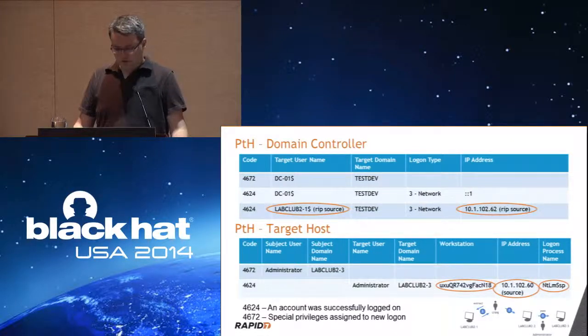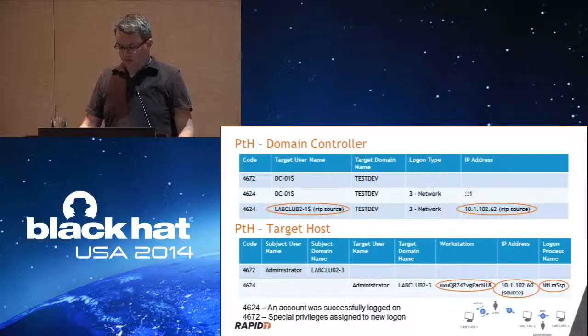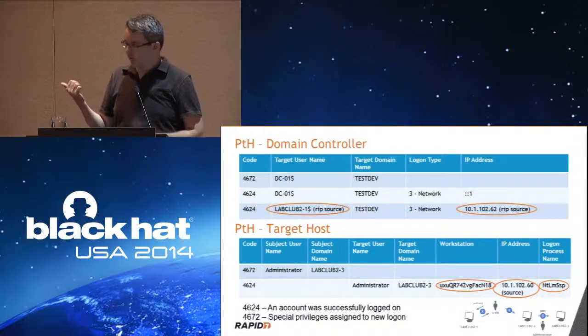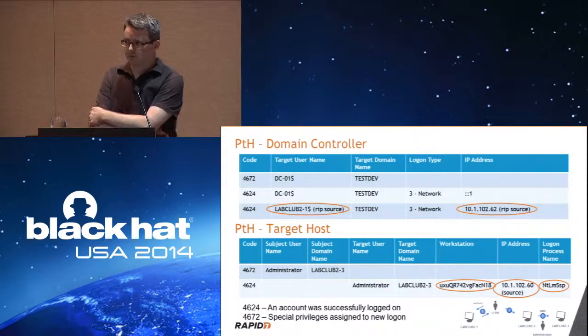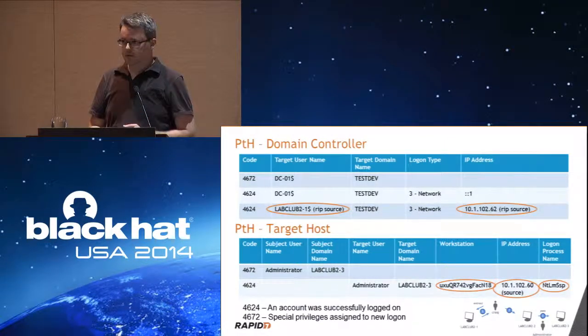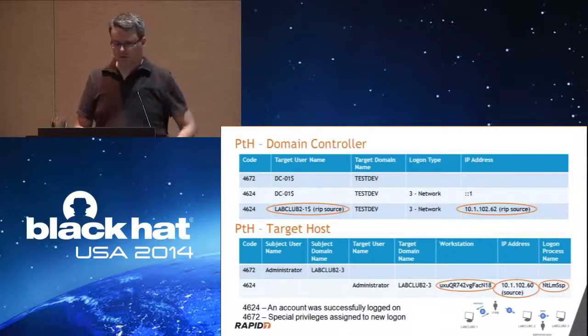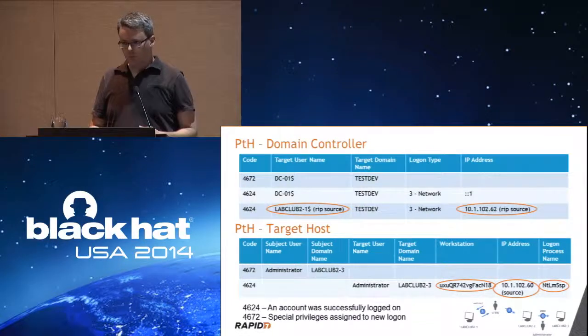There's also a suspiciously randomly generated workstation name that's provided by Metasploit by default. And you also see that the login process name is NTLM-SSP, which is the authentication used for authenticating to the Samba share. Also noteworthy in this scenario is that when the pass the hash actually occurred, Metasploit used its own implementation of the SMB protocol, so no events related to this login were left on the source machine at all.